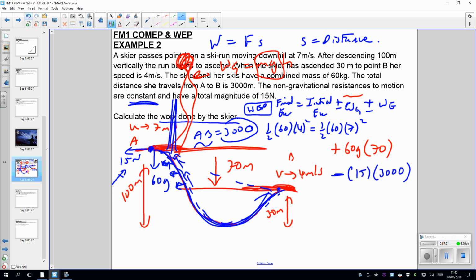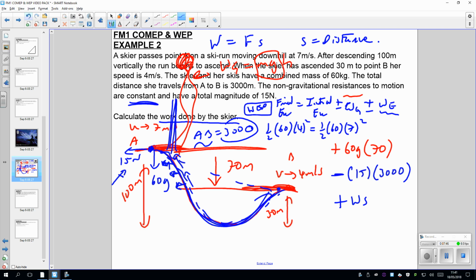Okay? Right. So we've done that. That's our plus or minus work done against external forces. But is that all of the external forces? No, because the skier is also putting in work and energy and a force. And is the skier going to be opposing themselves? No, they're going to be trying to help themselves out. So this has to be work done by skier.